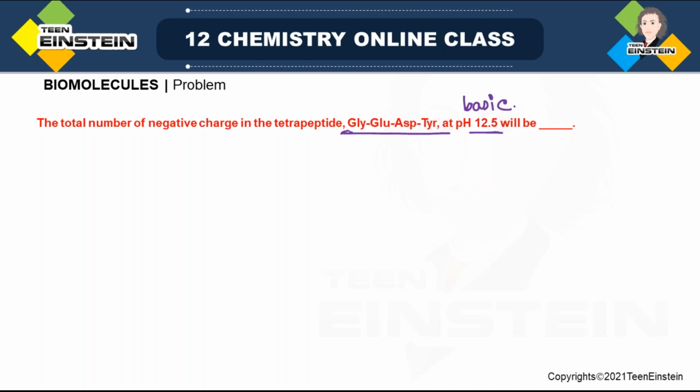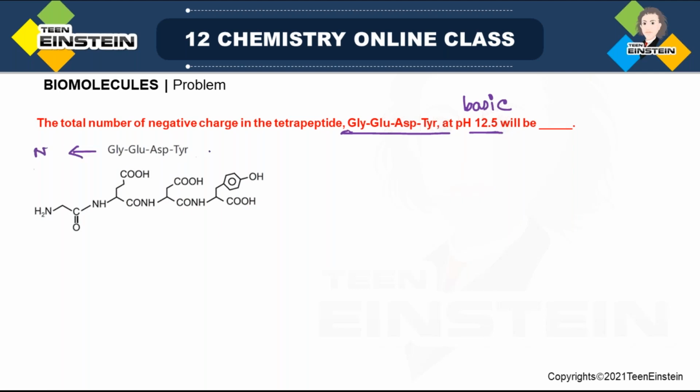But whatever we do, we have to write the structure of the tetrapeptide, otherwise it is not possible to answer. So this is the structure of this tetrapeptide. So first, on the left hand side, is the N terminal. So this side is N terminal, this side is C terminal. That is the general convention we follow. So the first amino acid is GLY, which is glycine. So this is basically glycine. And then we have this peptide bond.